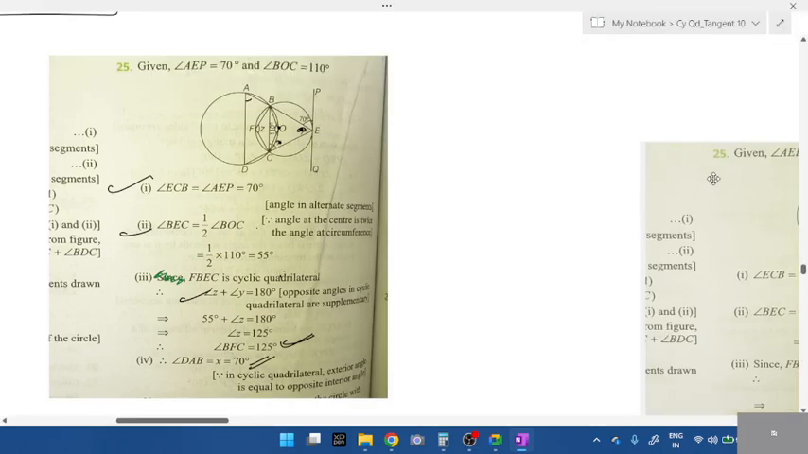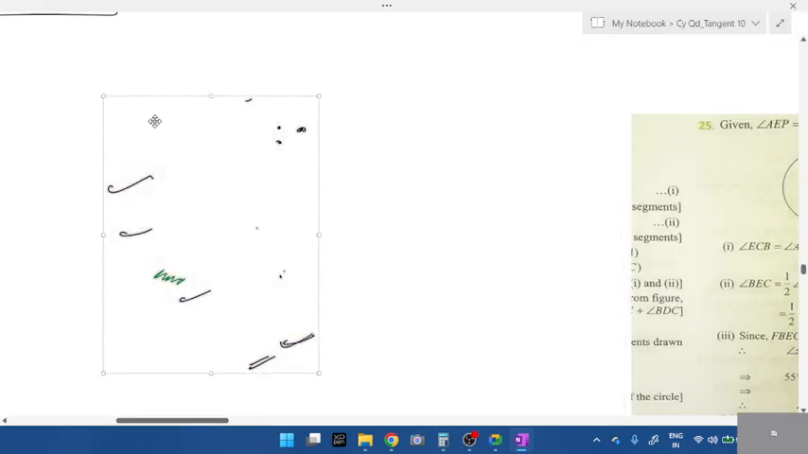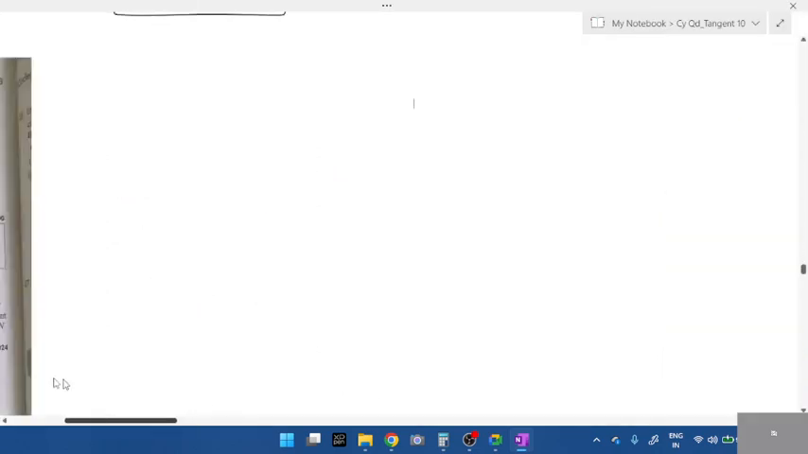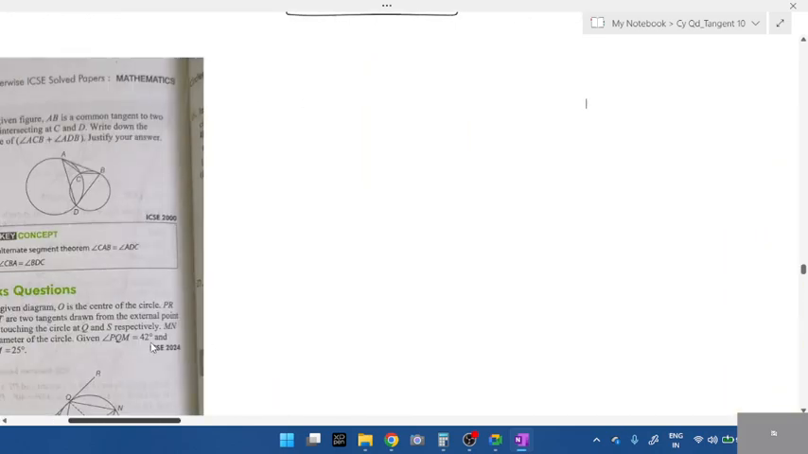DAB. Okay, let us see what they've written. What is the DAB value given here? Board exam, 3 to 7. Yes, circumcircle. Not circumcircle, the entire circle chapter, right?